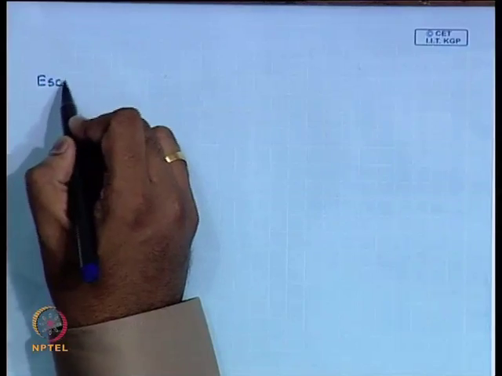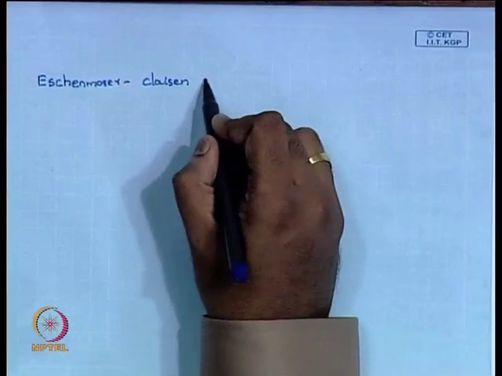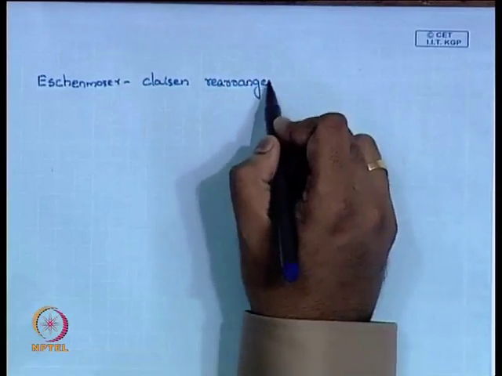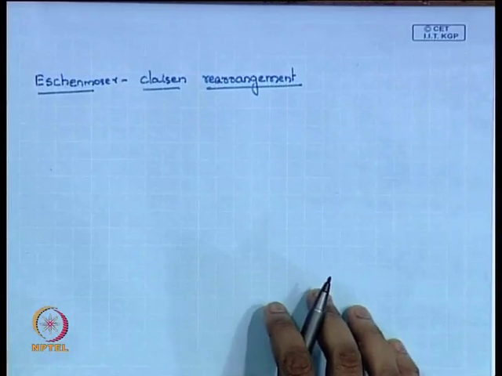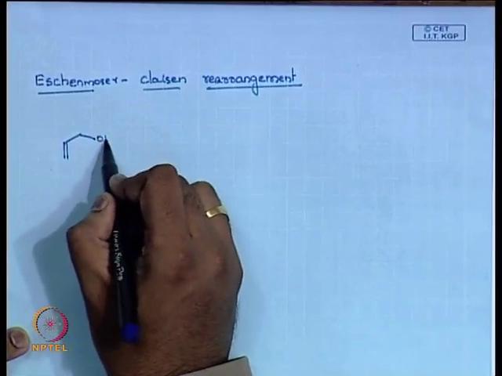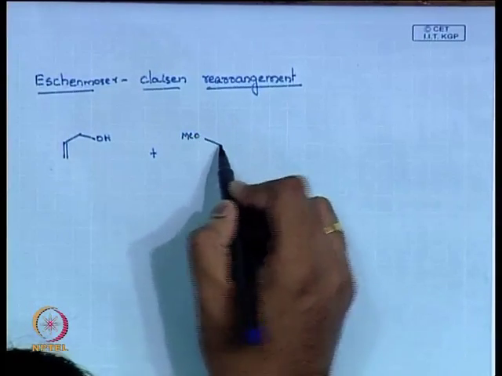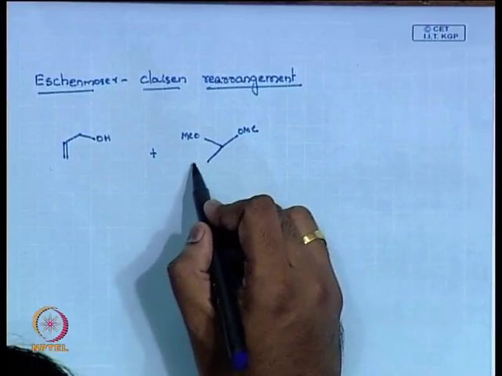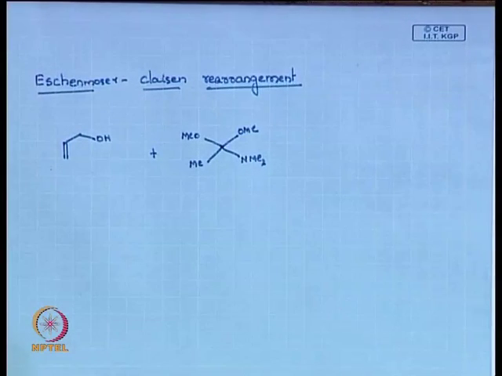Then another is your Eschenmoser Claisen rearrangement. Another important variant, just like your Johnson Claisen. You take an allyl alcohol, instead of making an orthoester, you can have it like this, N,N-dimethyl. You have studied this amide acetal salt, right. So, this type of reaction, you take this.